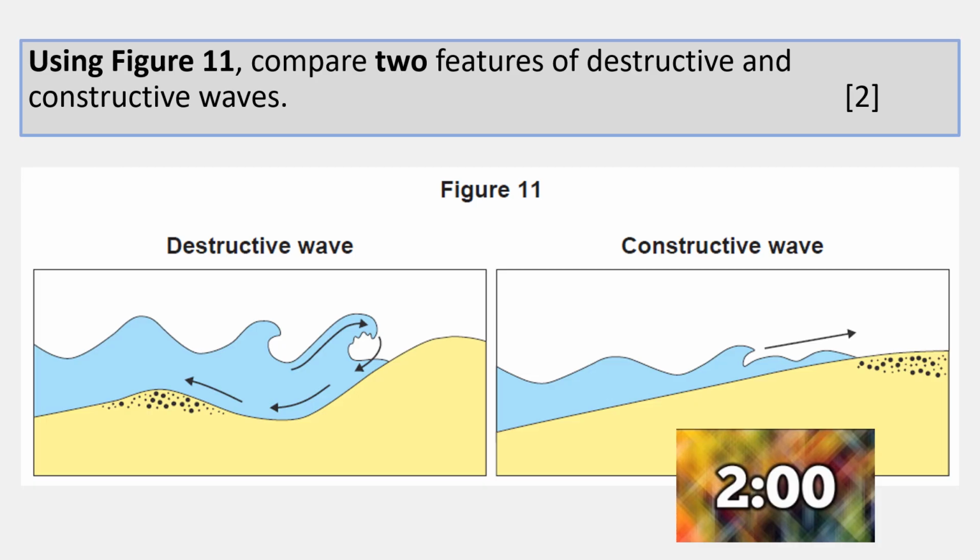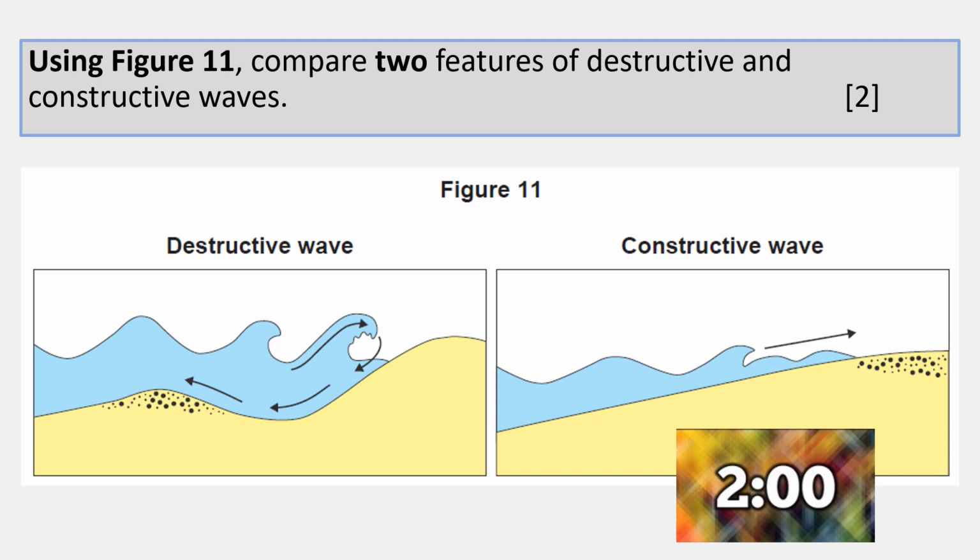So the exam question says, using figure 11, compare 2 features of destructive and constructive waves. You need to use the figures. So if we look at the figures here, we can see destructive waves and constructive waves. We can see sediment being added to the beach and sediment being removed from the beach. You need to make sure your sentence is comparative. So you need 2 sentences comparing these 2 types of wave. You need to use words such as whereas, however, to compare the features. You need to talk about 2 features of each wave. Please pause the video here and complete the question.